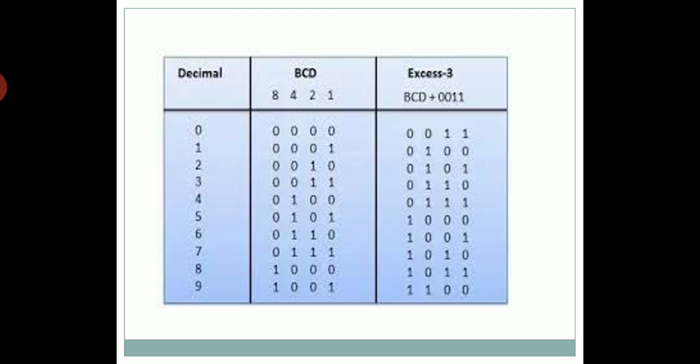You can follow the table. You can see in this table decimal numbers, BCD code and XS3 code. Decimal numbers 0 to 9, BCD code 8421. These are the binary weighted code. We are using 0 to 9 only. XS3 is BCD plus 0011, that means 3. We are adding BCD plus 3 value, and we can get the XS3 code value.